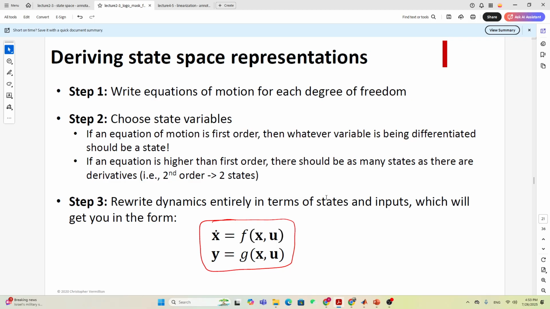Let's say your highest derivative is second, right? That means you have a second order system. Then you should have 2 states. And then rewrite your dynamics entirely in terms of all the states and inputs, which will get you in the following format: x dot equals f of x comma u, or x dot equals Ax plus Bu, y equals a function g of x and u, or namely y equals Cx plus Du.